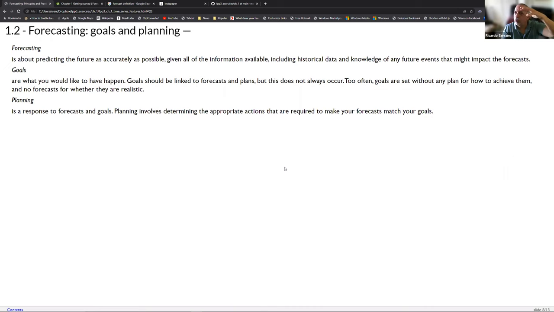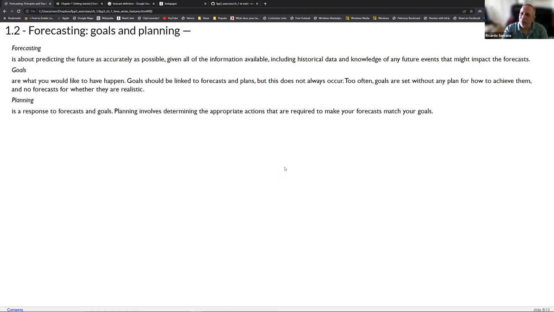Do we have that kind of assumptions, or are the goals too strict, so that any forecast that we do will fail, okay? At least in the eyes of the stakeholders. So the goals have to be measurable, but also they have to be attainable, okay?